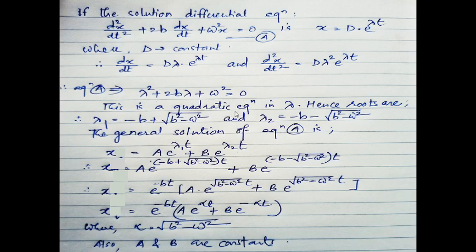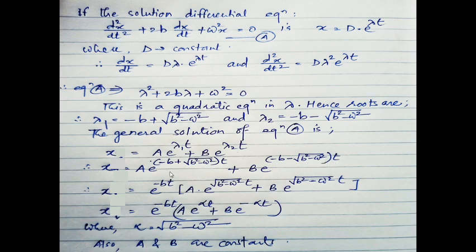This is a quadratic equation in λ, and hence its roots are λ1 = −b + √(b² − ω²), and λ2 = −b − √(b² − ω²). The general solution of this equation is x = A e^(λ1 t) + B e^(λ2 t). Now using the values of λ1 and λ2, we get the next equation: x = A e^((−b + √(b² − ω²)) t) + B e^((−b − √(b² − ω²)) t).